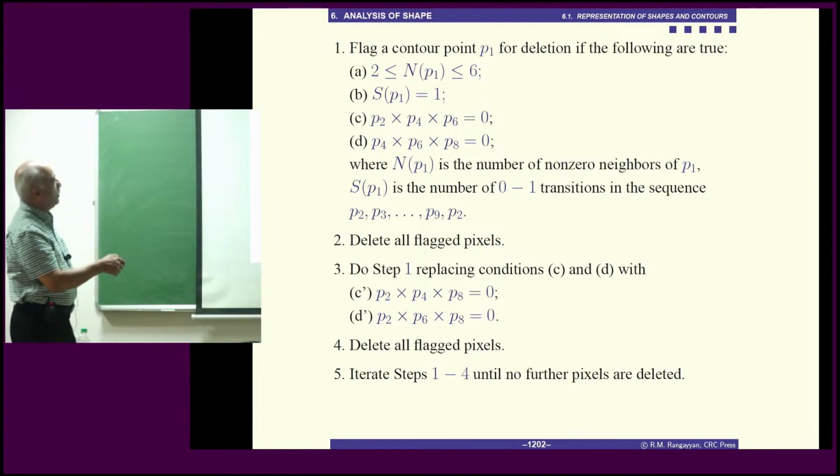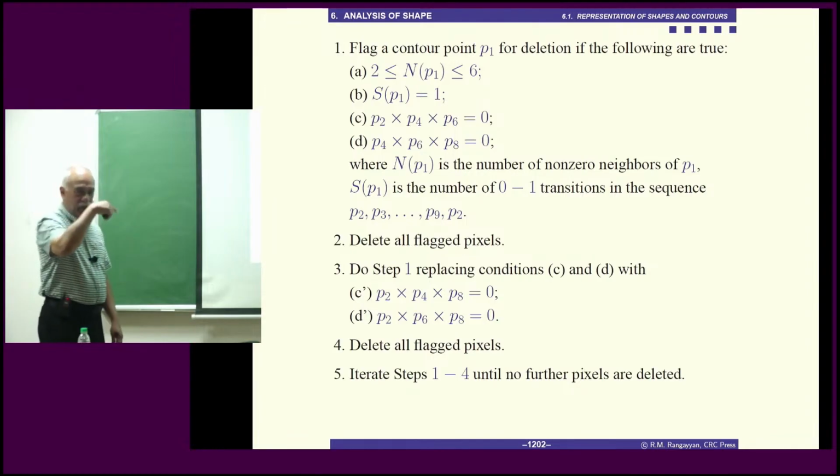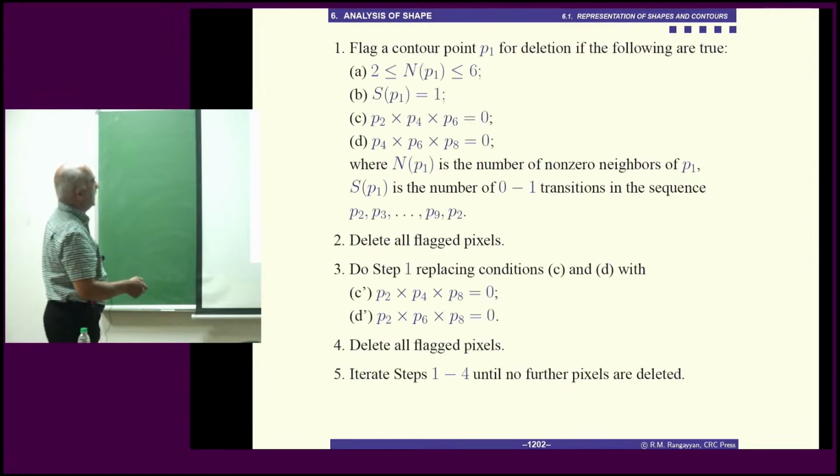The number of neighbors must be between 2 and 6. S(P1) is the number of 0, 1 transitions in that sequence as you go around the neighbors, and it must be equal to 1. The product of P2, P4, P6 and P4, P6, P8 must be equal to 0. That is these 2, 4, 6 and the other was 4, 6, 8. And similarly, similar patterns are checked in the next one.